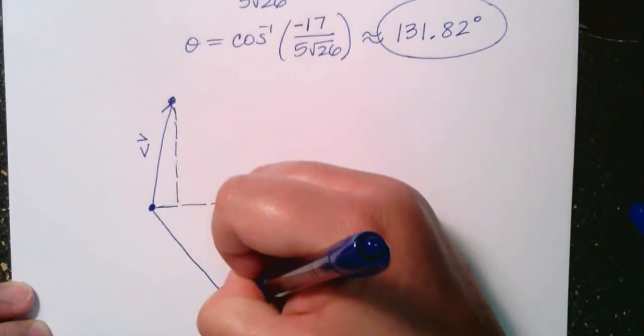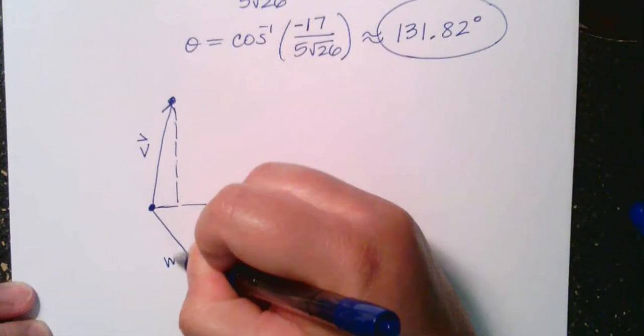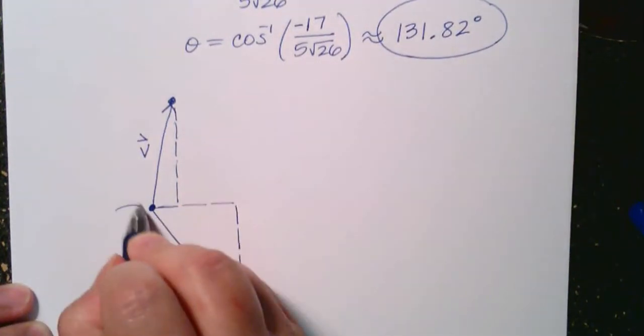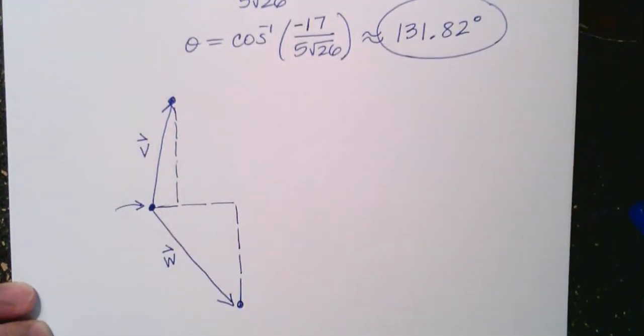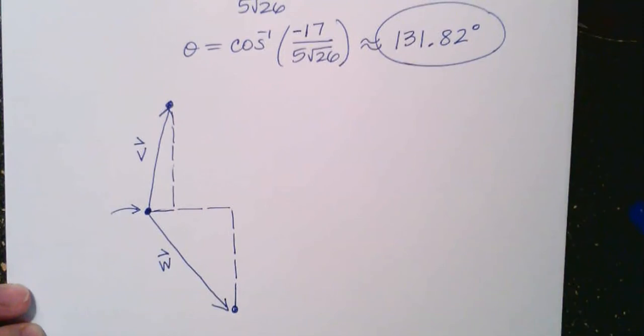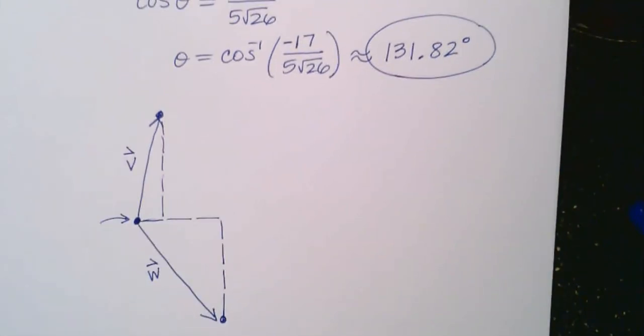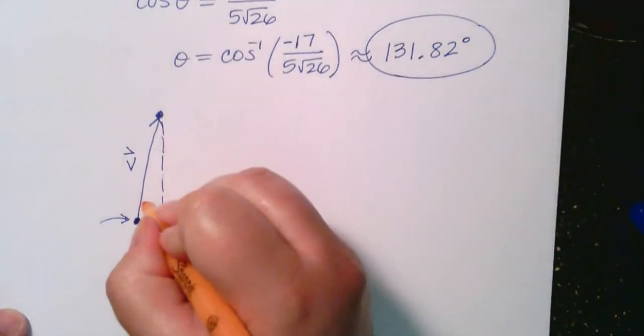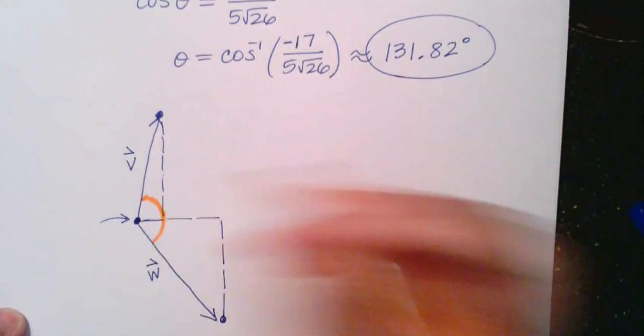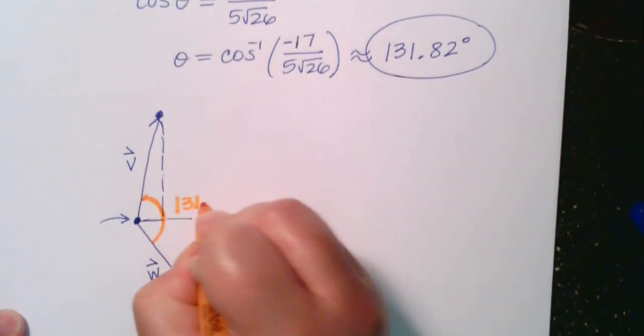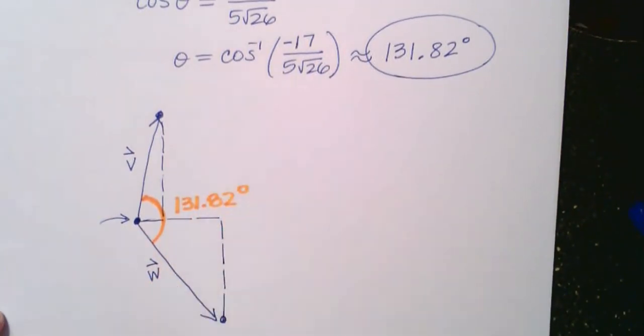So here's W, and that's what I meant by them being tethered together at their initial point. There's the initial point right there where that arrow is. So what we have just found is the angle between these two, which means across here. We have found that that's 131.82 degrees. So that's what we were looking for, and that's what we found, just in a visual sense. Okay, let's do another one.